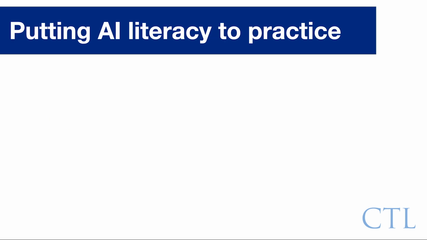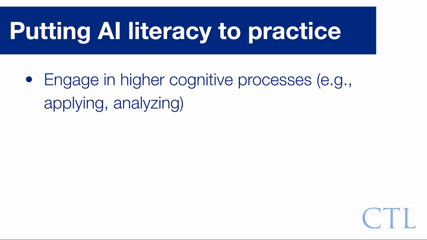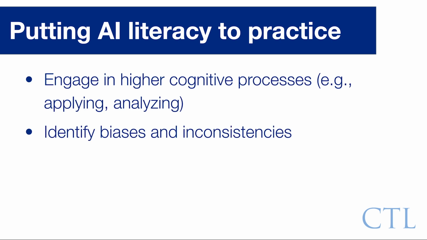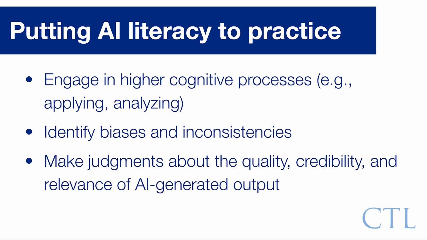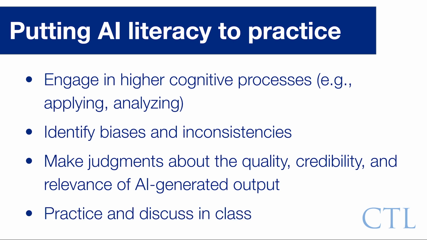By critiquing an output generated by AI, students can see for themselves what AI can do and cannot do, and develop skills to critically evaluate AI-generated content. When doing so, students engage in higher cognitive processes like applying and analyzing. They identify biases and inconsistencies in the AI-generated output and make judgments about the quality, credibility, and relevance of it. Also, be sure to make space in class for students to practice these important skills and discuss afterward. Now let's get started with a demo.